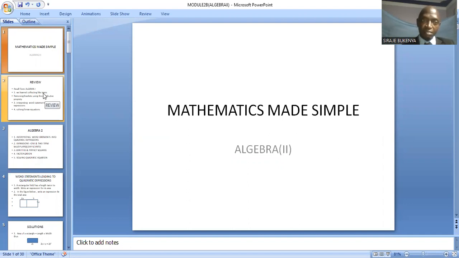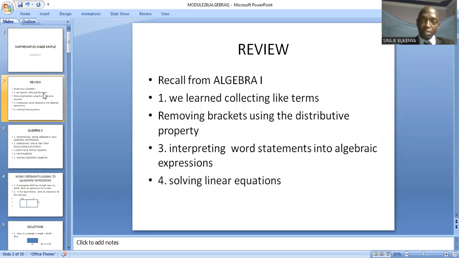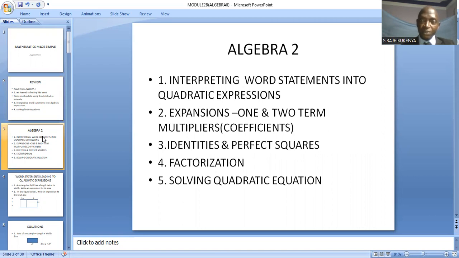We looked at collecting like terms, removing brackets by applying the distributive property, interpreting word statements to algebraic expressions, solving linear equations. In Algebra 2, we are going mainly to look at how we can interpret word statements into quadratic expressions. We see what quadratic expressions are. Expansions using one-term and two-term multipliers. What we mean by a coefficient. Identities, perfect squares, factorization, and then solving using the concept of factorization.